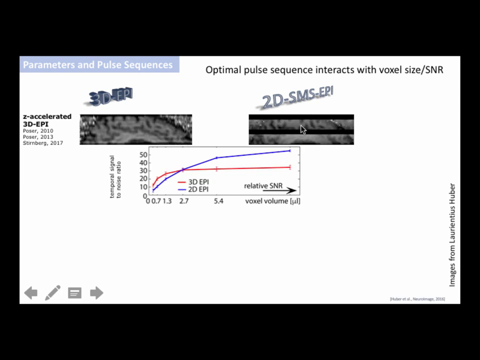What's interesting about this is that the reason people like 2D SMS is that if you're talking about bigger voxels and you look at your TSNR, the 2D SMS sequences beat out 3D sequences. But if you really want to push your small voxel size, going sub-millimeter, suddenly your 3D EPIs are winning. So this is an example of how your optimal sequence, if you're collecting 2 millimeter cubic voxels, would be significantly different if you want to collect 1 millimeter cubic voxels.